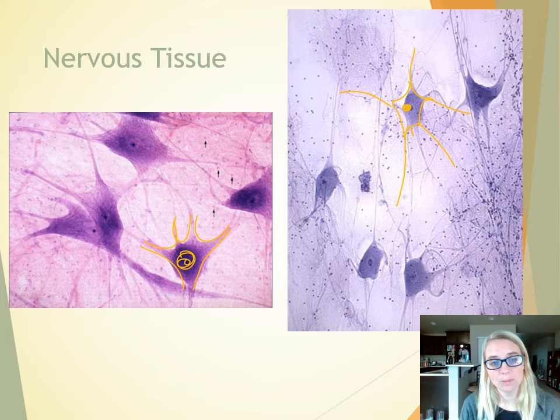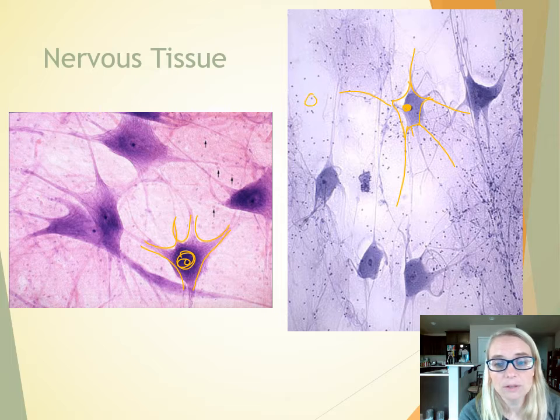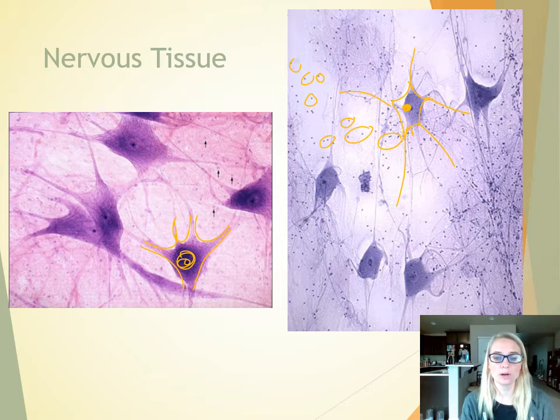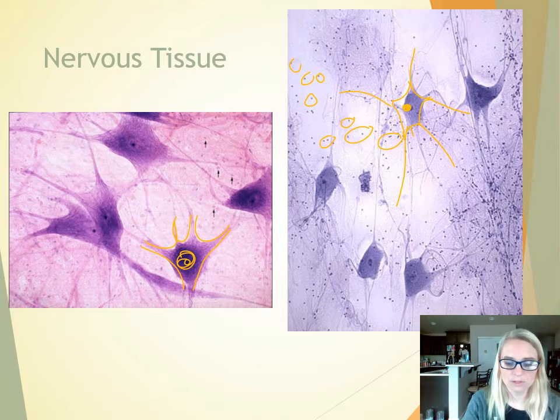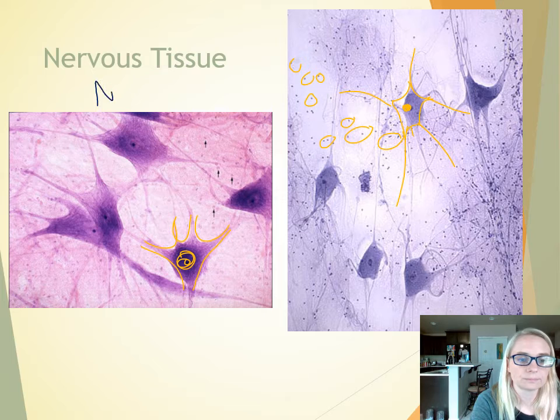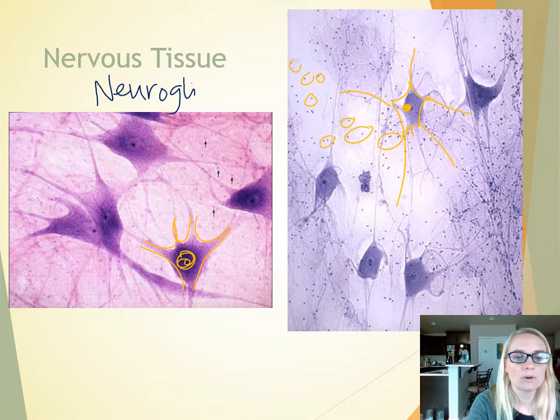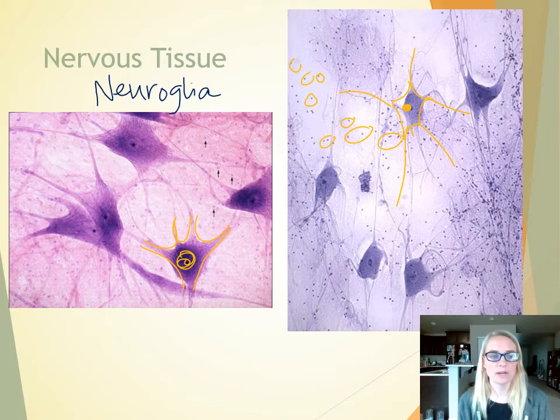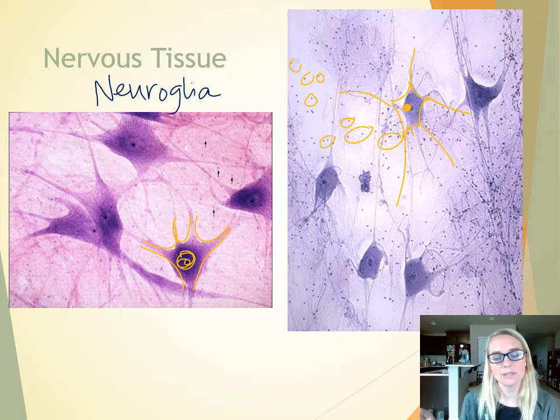So neurons are definitely a big part of nervous tissue, but also I wanted to point out all of these little speckles. See all these speckles that are usually seen in a slide of nervous tissue or neurons? These are the nuclei of what's called neuroglia. So neuroglia are the supporting cells. They are like the backup cells. They do not do electrical impulses. That's the job of just the neurons.